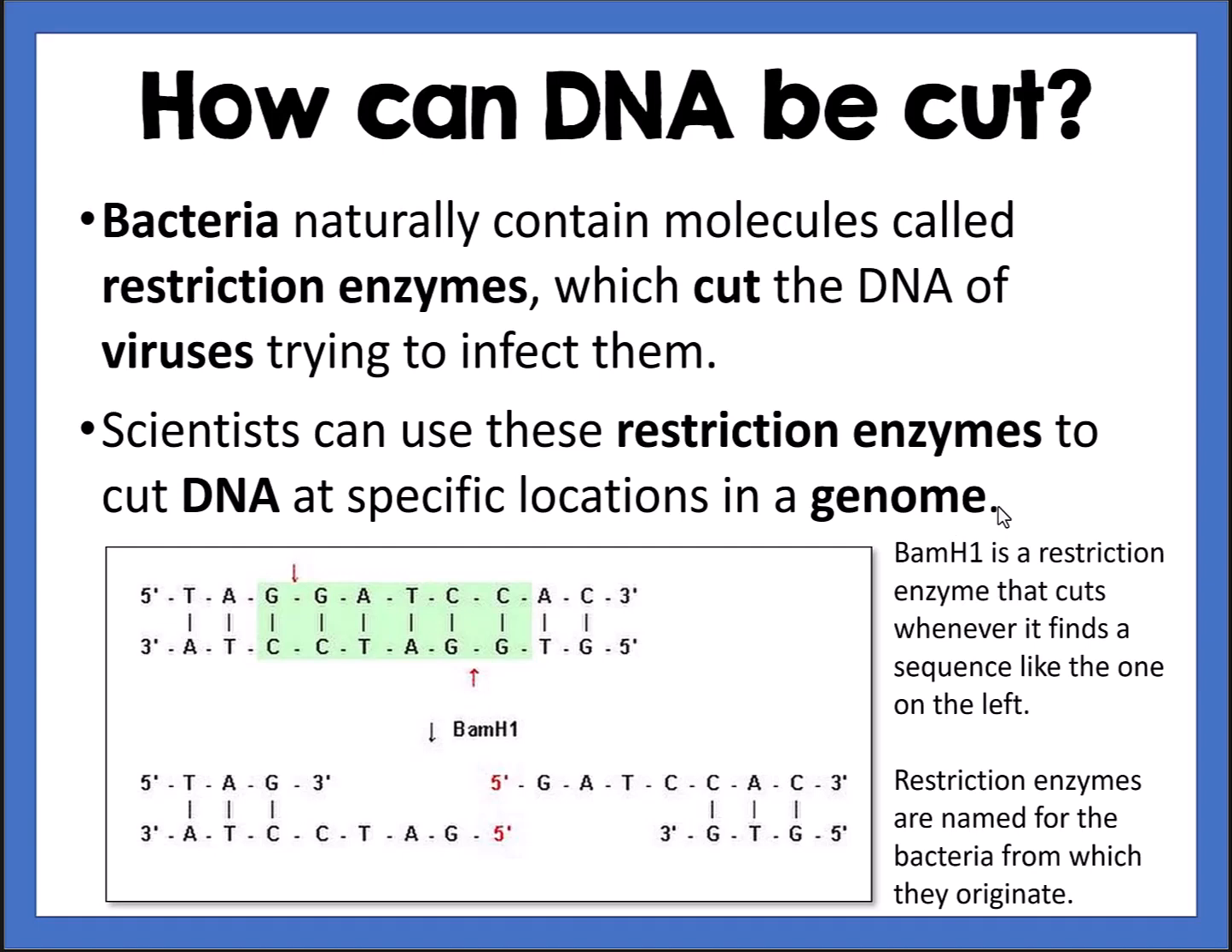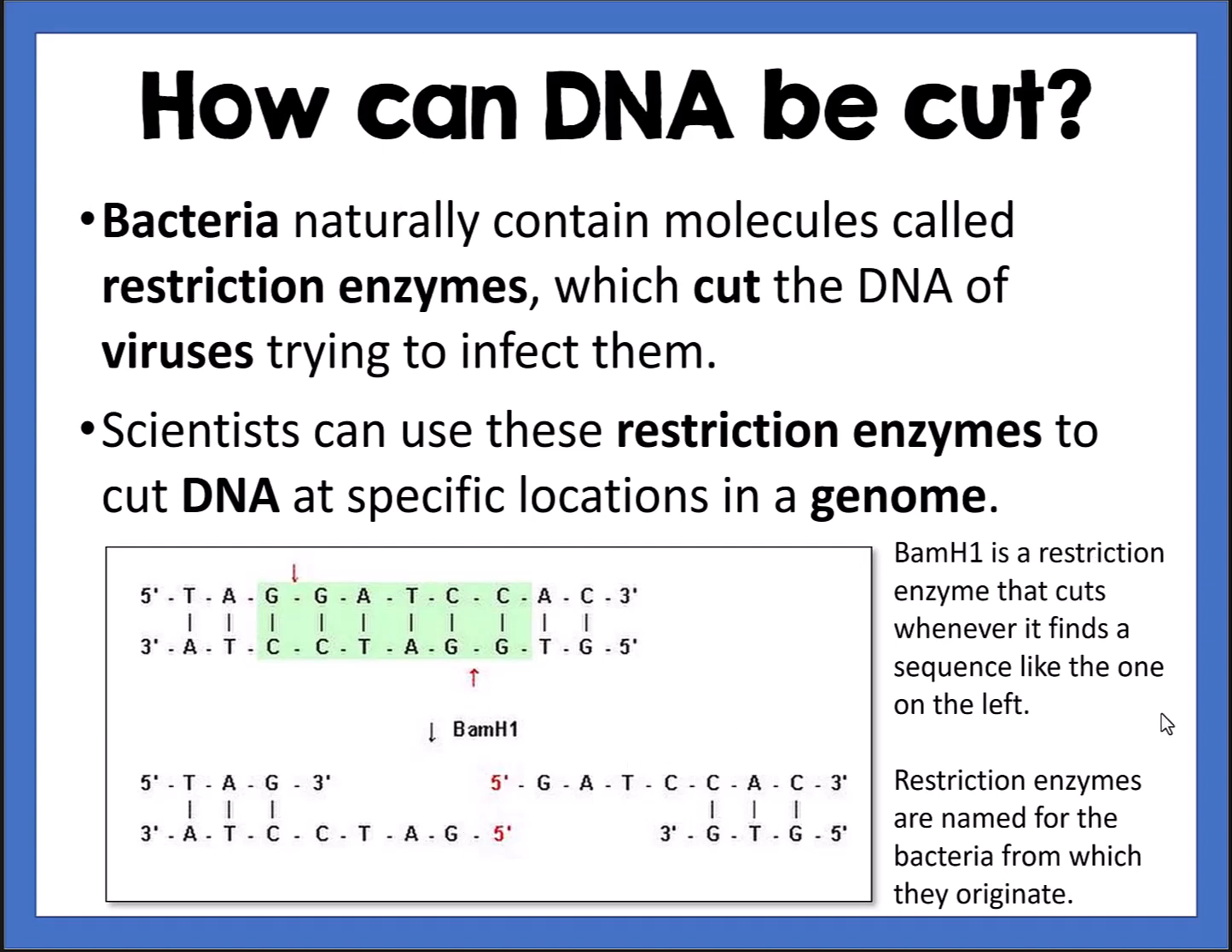So BamHI is a restriction enzyme that cuts wherever it finds a sequence like the one on the left. So it cuts right here, and it creates a nick here where there's a tail on one side of the DNA strand and a tail on the other side of the other piece. And that allows genes to be inserted into that DNA strand.